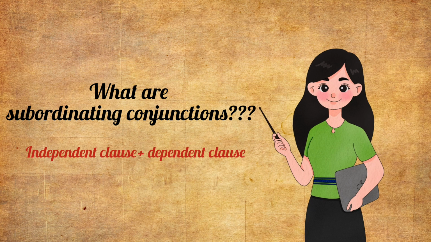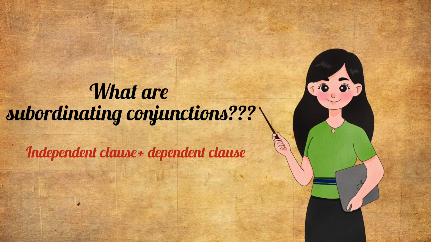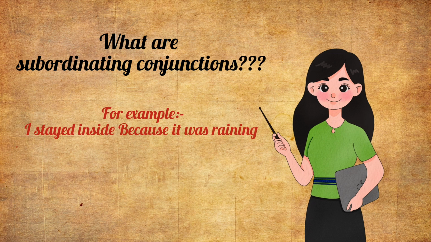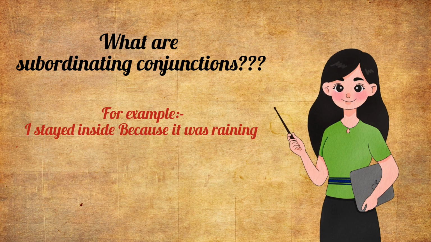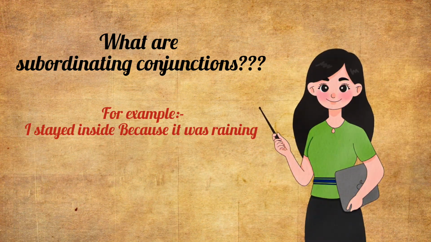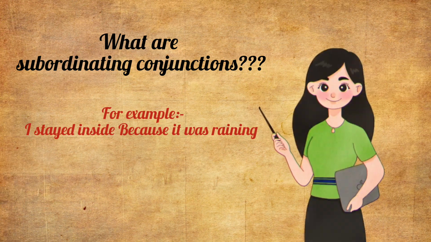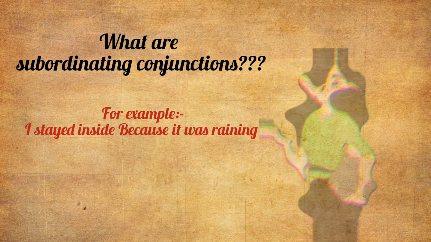What do I say? I say dependent and independent clauses connect. For example, I stayed inside because it was raining. Here, because is a subordinating conjunction. It introduces the dependent clause and connects it to the main clause.